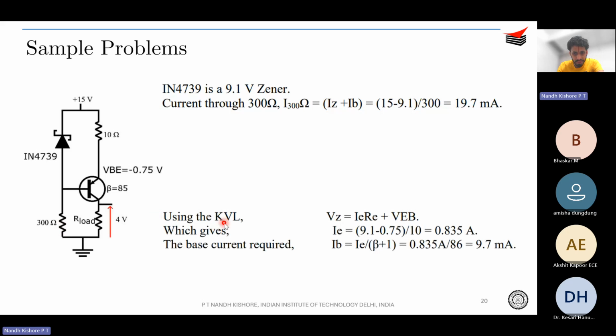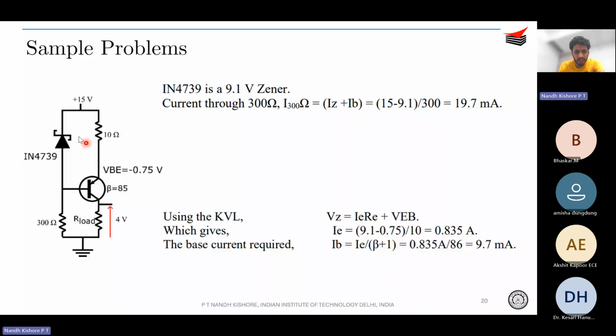And using KVL in this loop, you understand that VZ over here is equal to IE RE plus VEB. If you apply KVL over here, VZ is equal to IE into RE, that is IE into 10 ohms, plus VBE, that is minus 0.75.